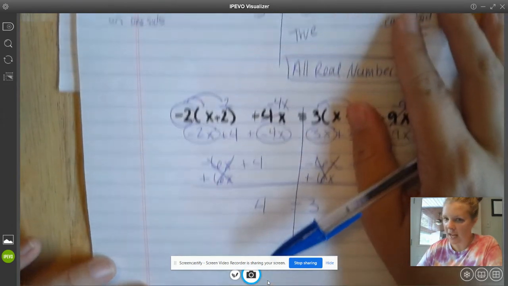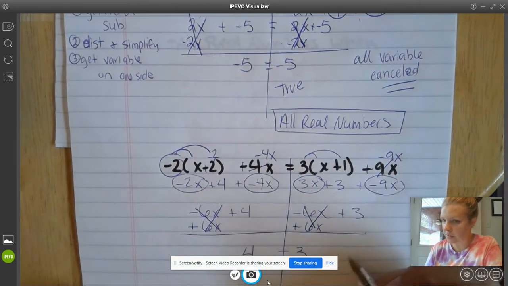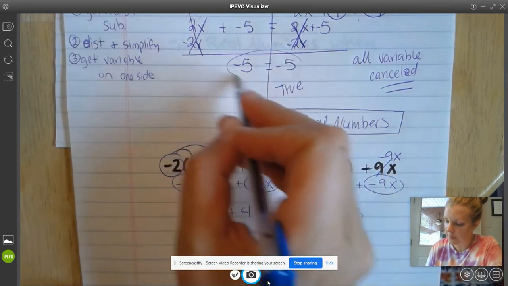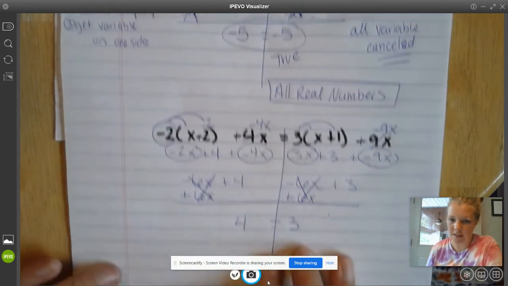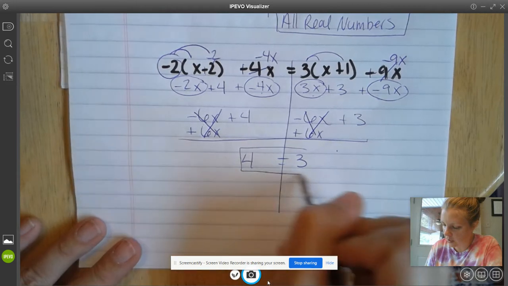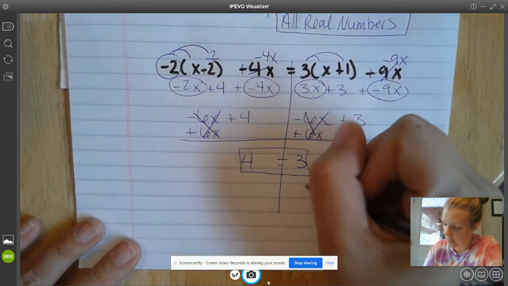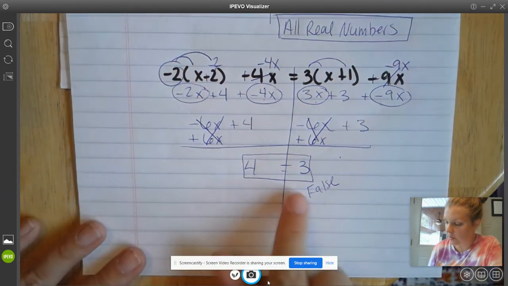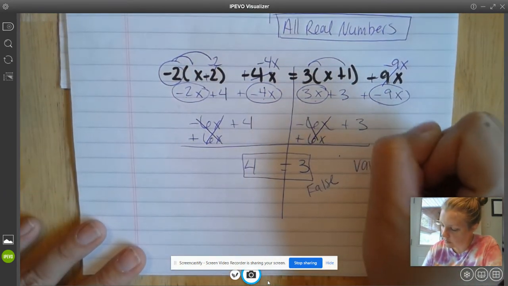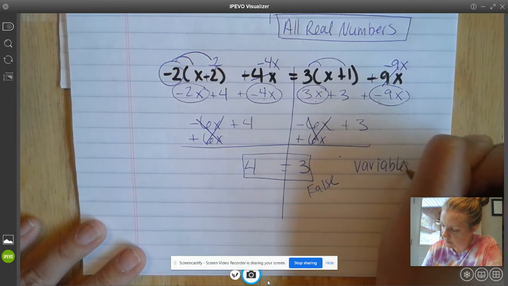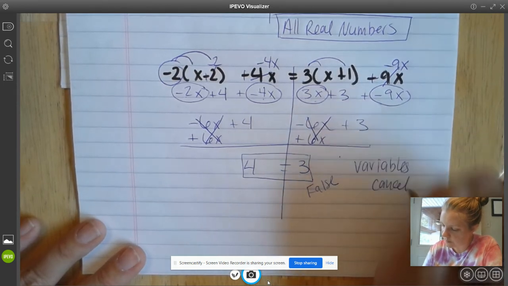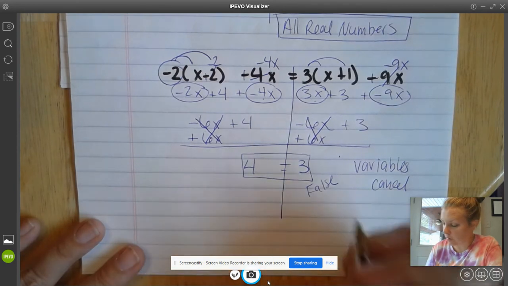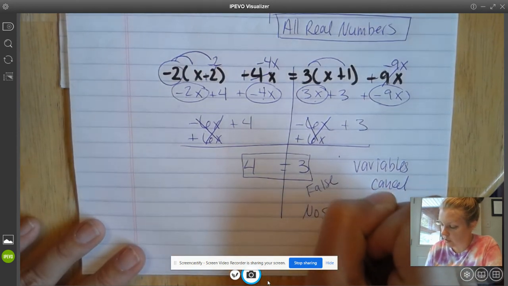Now, this similar thing happened on the last problem. All the variables canceled. They canceled on both of them. Last time, what was left over was a true statement. This time, let's take a look. Does 4 equal 3? No. When the variables cancel and what's left over is false, that's not true. 3 is not equal to 4. The answer is no solution.